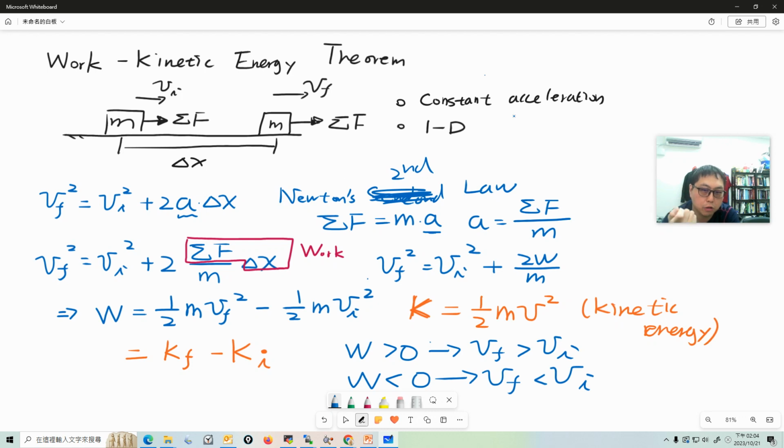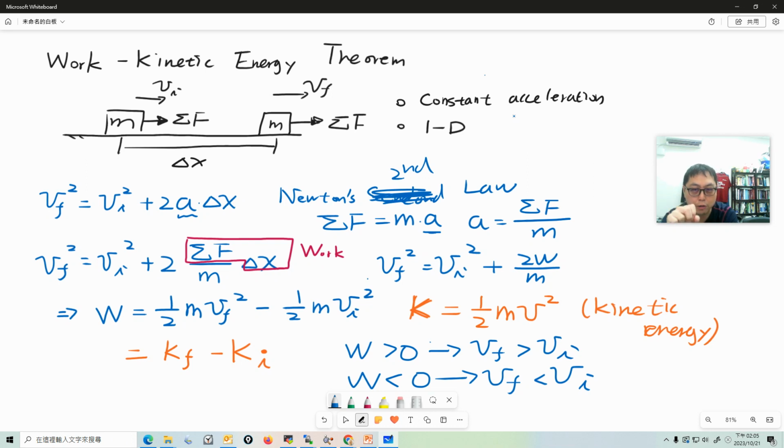So by observing the velocity change, you can calculate the work. Work has a close relationship to velocity. By observing the velocity, you can understand whether you are doing positive work or negative work. If the motion slows down, then some force is doing negative work.